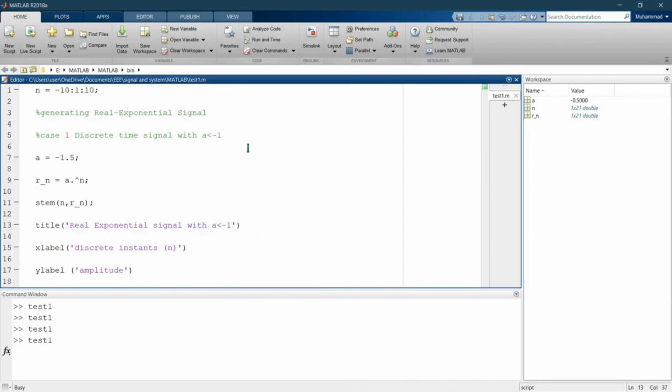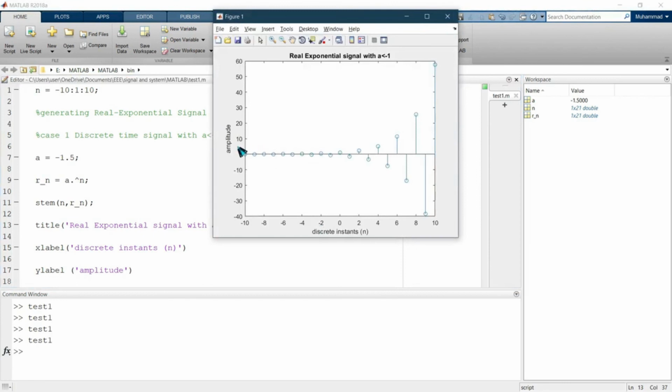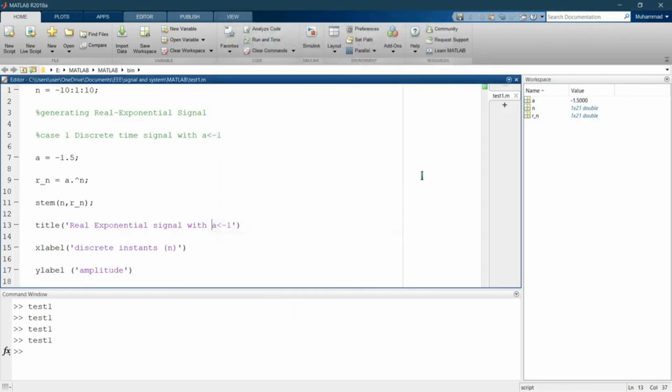And let's see how the graph looks. We should be expecting an exponentially growing graph. We are getting a growing graph. Before moving on to continuous time signals, I would just like to show one more thing.